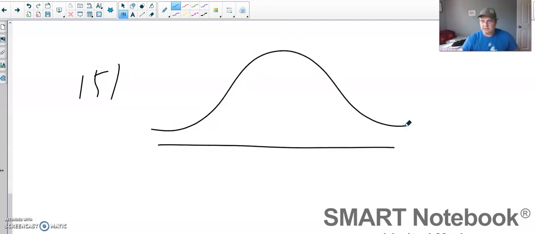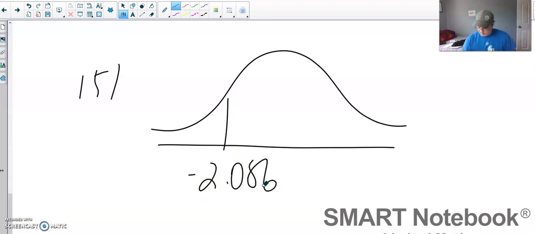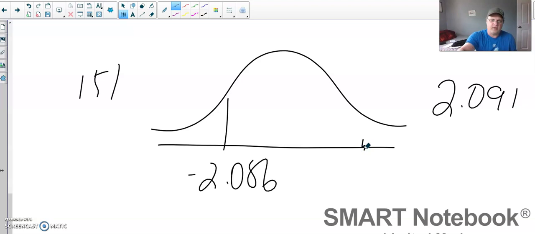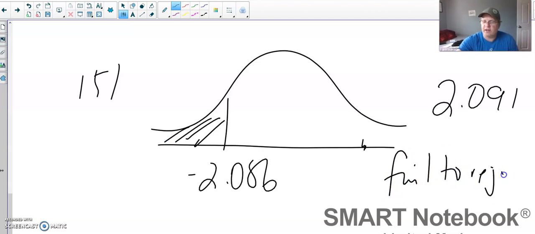So 15 has a curve. This would be your step 2, and the T critical value is negative 2.086. Now step 3, you figure out the value. Step 3 gives you an answer of 2.091, which falls somewhere over here on the curve. This is the rejection region. They call it the rejection region because if it falls in there, you reject it. Since it does not fall in there, we fail to reject the null hypothesis.